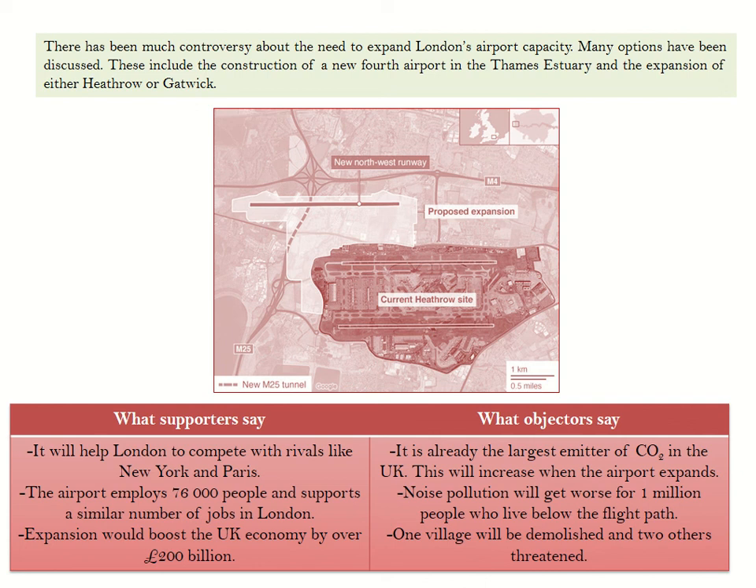However, a lot of people got their backs up about this one mainly because of the environmental aspects of it. So airports and planes are huge emitters of CO2, and we're entering this kind of climate crisis. And the objectors say that actually the UK is already a huge CO2 emitter. So why add another runway, which might result in tens or hundreds of thousands of more flights every year from the UK? The noise pollution will get worse.